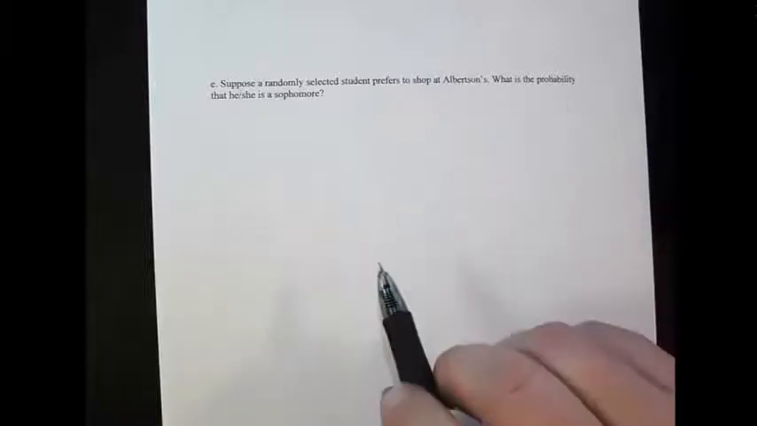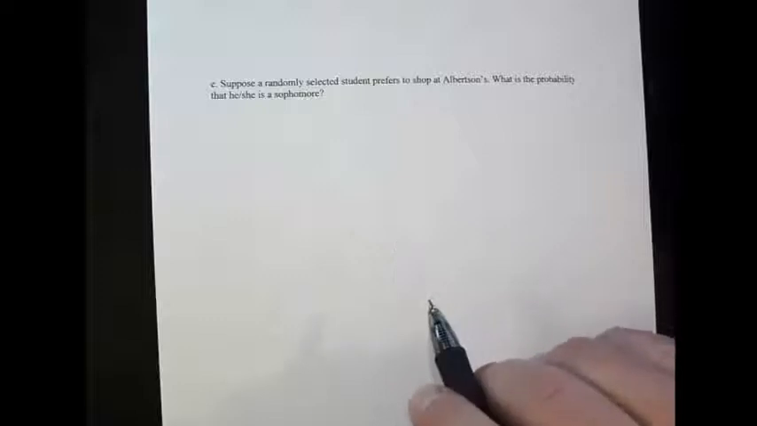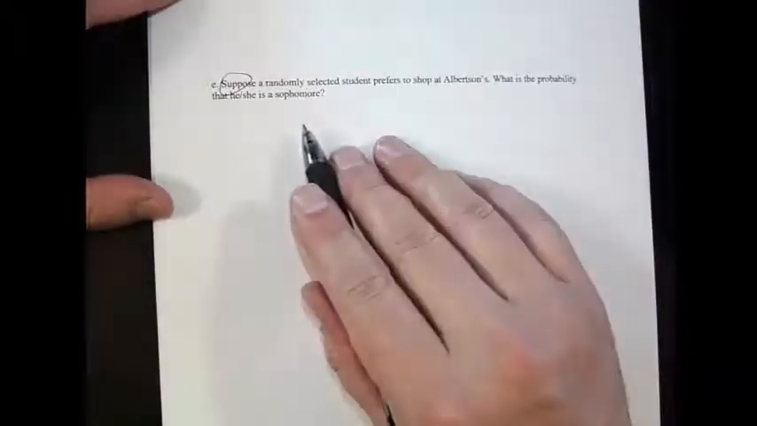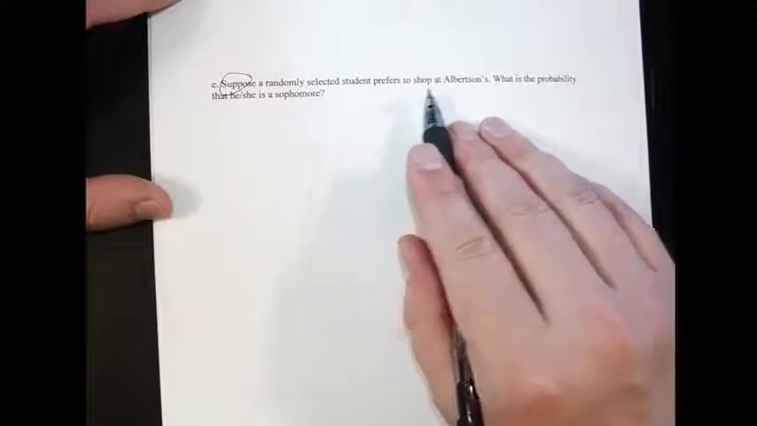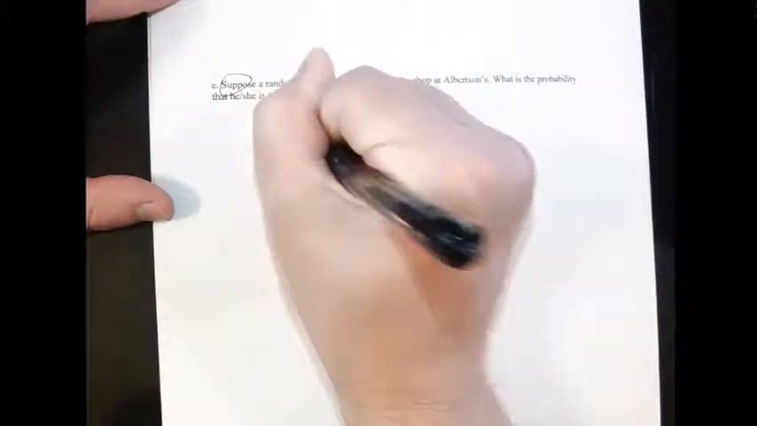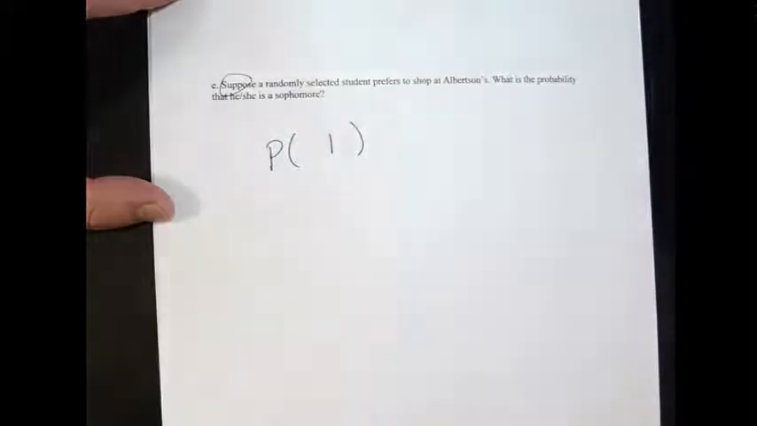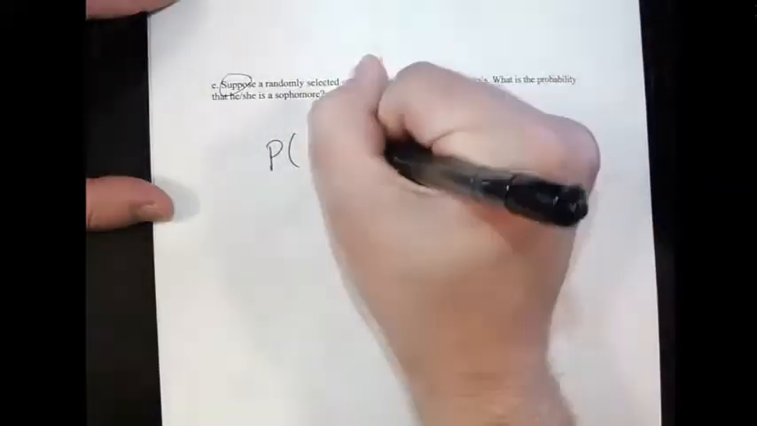Suppose a randomly selected student prefers to shop at Albertsons. What is the probability that he or she is a sophomore? So finally a different change in the question. Once again, this word suppose, we've seen that before. That is another way to say given. Given the student prefers to shop at Albertsons. So probability given. Always start with your given statement. Albertsons. What's the probability that he or she is a sophomore?